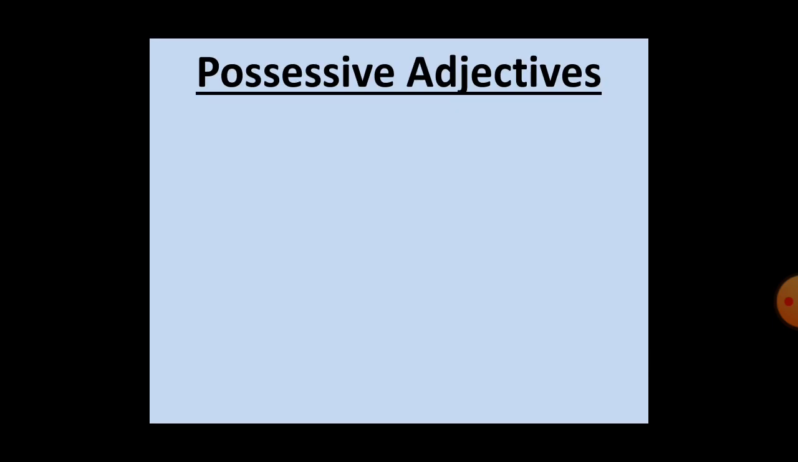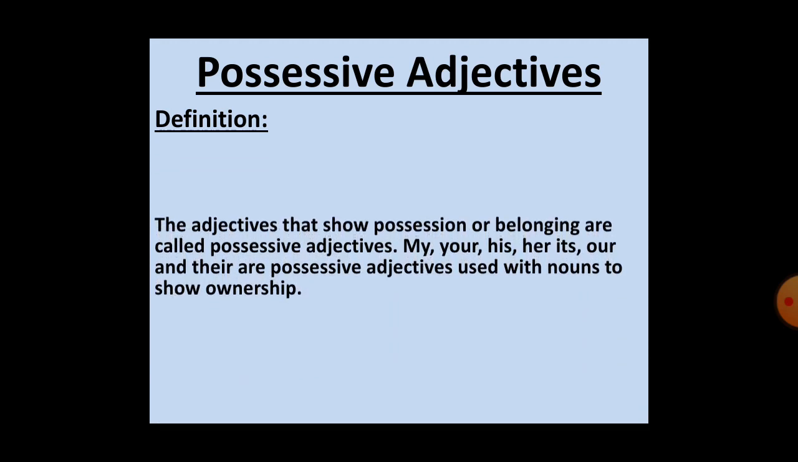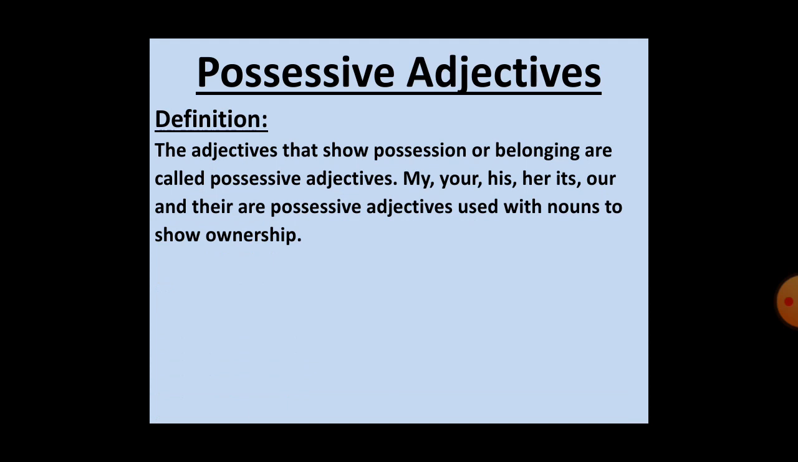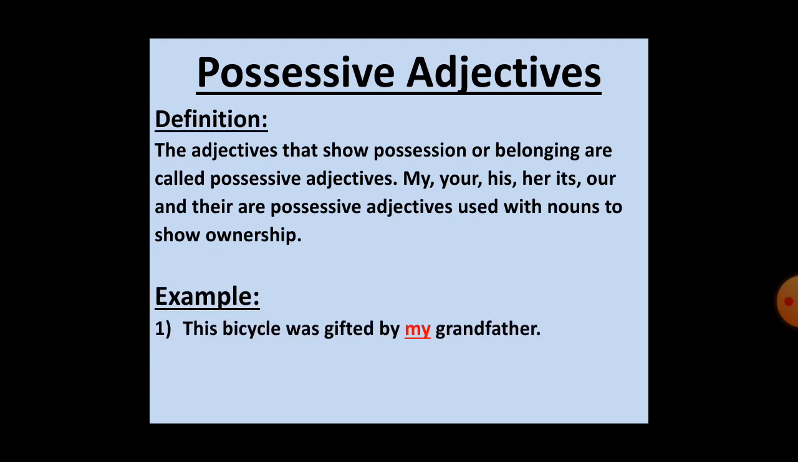So here comes possessive adjective. It shows what? Possession. When something belongs to someone, there we use possessive adjectives. And don't interchange or intermix possessive adjectives with possessive pronouns. They are different things. After a possessive adjective there always comes a noun. It shows belonging or possession.